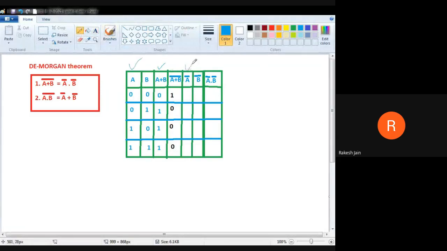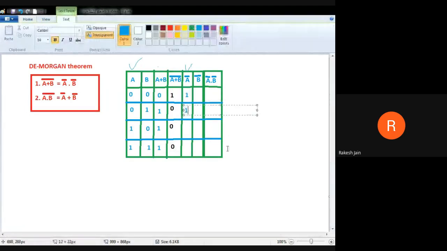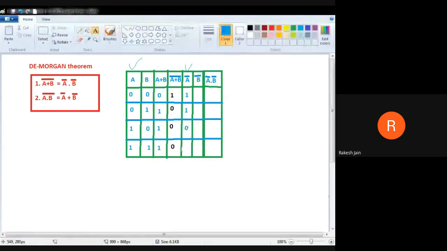Now for the RHS side we require A bar. What is the meaning of A bar? Just the complement of A, opposite of A. What is A? A is this one, and I have to do A bar now.